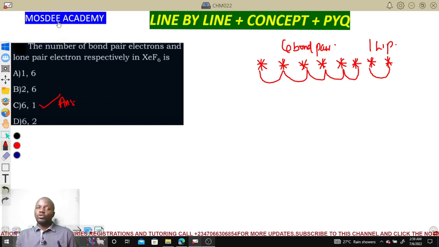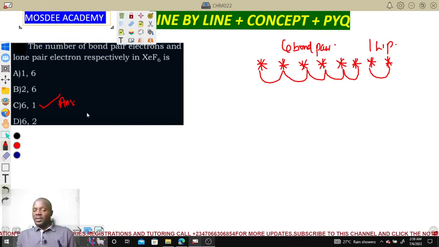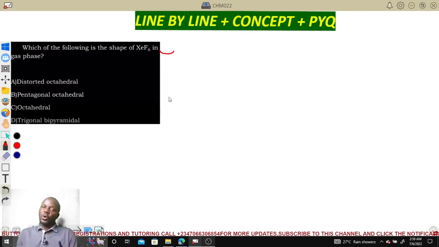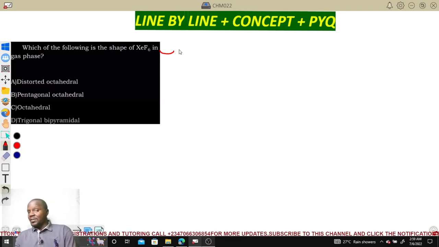So guys, on to the next question. The next question is slide 189. I don't know the question number. The next one is: which of the following is the shape of XeF6? The last one, XeF2, is linear. XeF4 is what? Square planar. XeF6 is said to be what? Distorted octahedral. Why is it distorted? Because it can only be seen in gaseous form. That is the distorted pattern. Now, if you draw it out, that is what you are going to have.